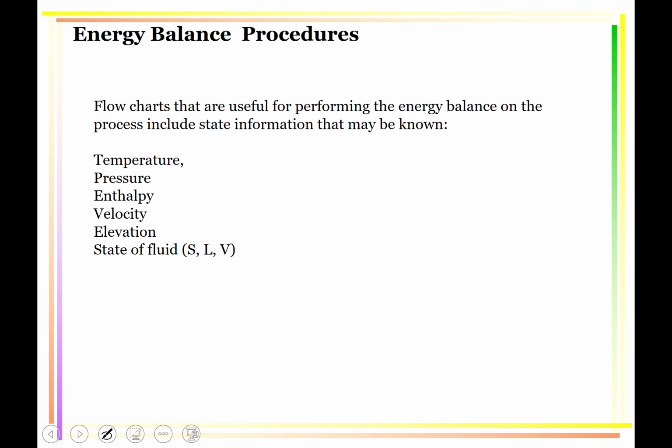Now that we are going to be doing energy balances, it will be useful, in fact you should, include such information on your flow charts, such as temperature, pressure, enthalpy, velocity and elevation, which is useful for mechanical energy balances. But you should also include the state of the substance, whether it's solid, liquid, or vapor.